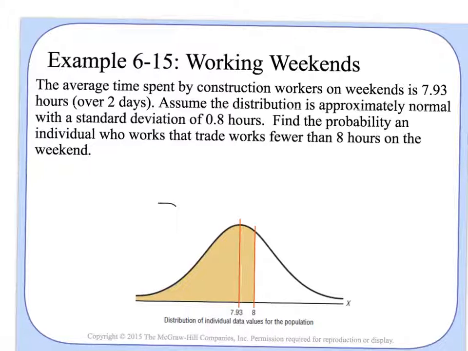This is a probability, so we shouldn't have negative numbers. The question was, can we get negatives? Not with area or probability. So it looks like mu is 7.93. Standard deviation is 0.8. Find the probability an individual who works that trade works fewer than 8 hours on the weekend. An individual, what does that mean?